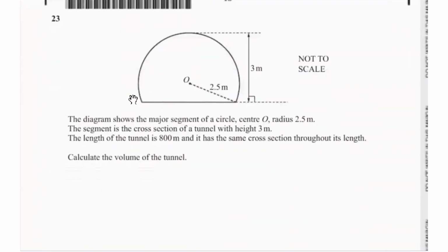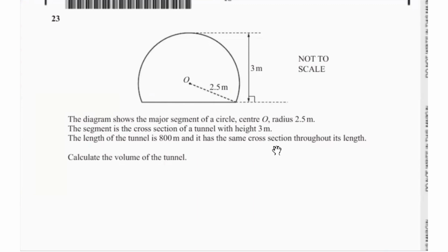Question 23 says the diagram shows the major segment of a circle, center O, radius 2.5 meters. The segment is the cross section of a tunnel with height 3 meters. The length of the tunnel is 1800 meters and it has the same cross section throughout its length. Calculate the volume of the tunnel.